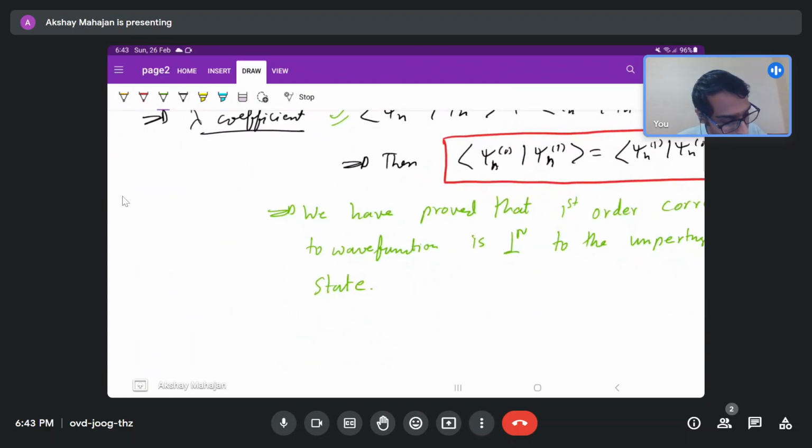Now let's see what we can get from the lambda square coefficient.